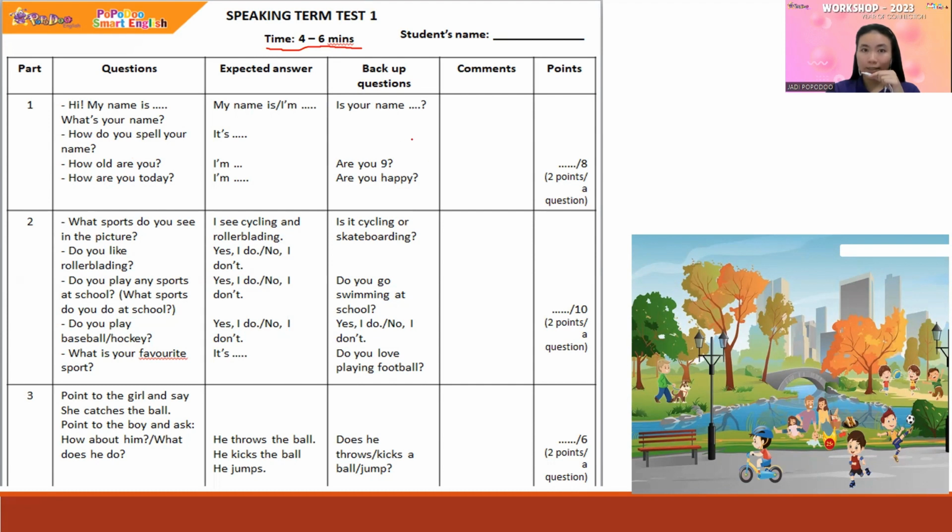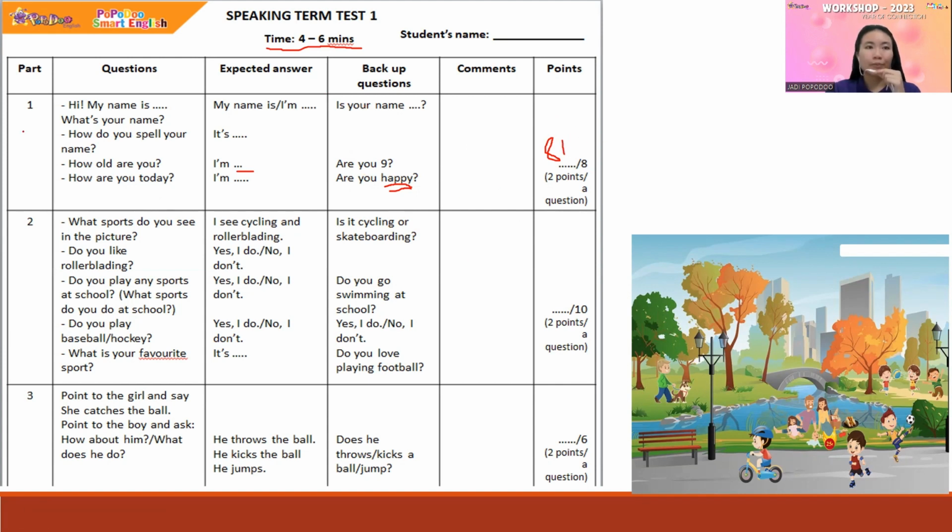And if they make any mistake, you can mark it in the paper here. For example, if they cannot answer how old they are, you mark it here. But for how are you today, you can mark it here, happy or not. Depending on their performance, you will give the points here. If they do it really well, excellent, they get 8 for the question, and if they do not do it so well, it depends on the performance, you give about 7 or 6. It's up to you.